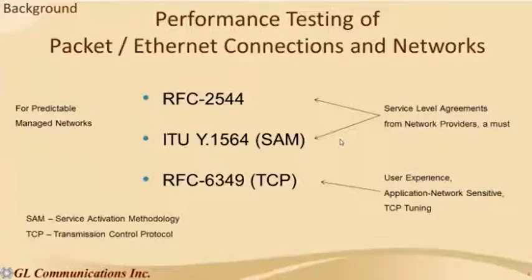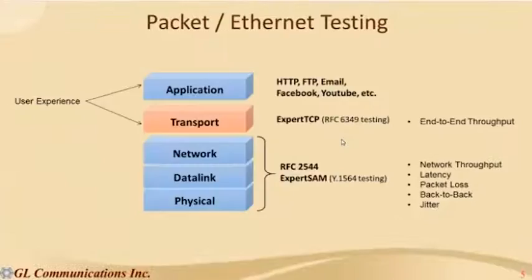These are working at, and I'll get into it a little bit more on subsequent slides, but these are generally at layers 1, 2, and 3. And what we have and what we're going to talk about today is RFC-6349, and this describes the methodology for measuring end-to-end throughput so that we can evaluate the end user experience, the true bandwidth from end to end. And GL's hardware, which you'll see, supports all three of these.